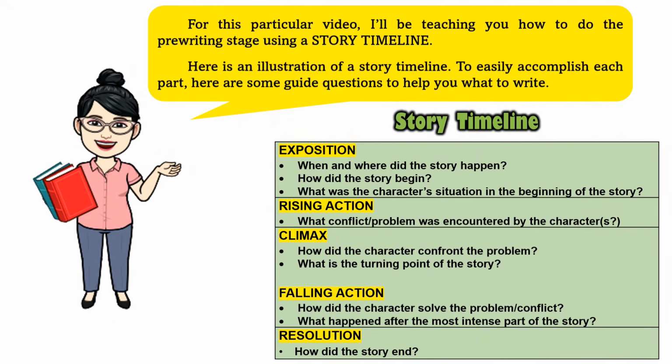For the climax, how did the character confront the problem? What is the turning point of the story? Falling action, how did the character solve the problem or conflict? What happened after the most intense part of the story? And for the resolution, how did the story end?